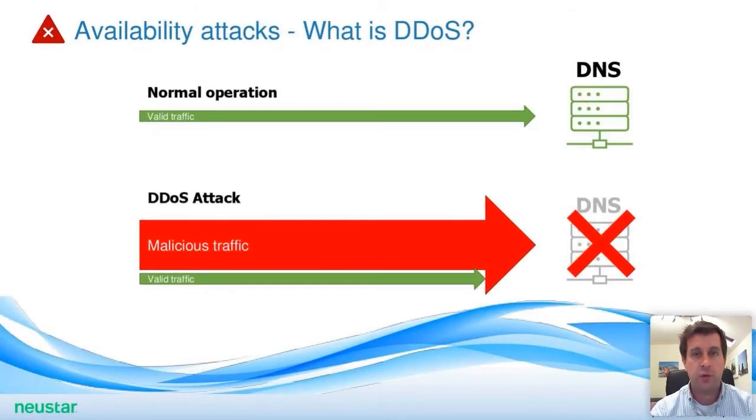An availability attack, the typical one you might have heard of, is a DDoS. DDoS stands for Distributed Denial of Service, and it's exactly what it sounds like. The objective of a DDoS attack is to deny the service of the DNS system. So they're trying to take your DNS system offline. Under normal operation, the DNS server will be getting lots of requests in, all valid traffic, and be responding happily to all of those requests, and your users will be finding your website and connecting to it. Under a DDoS scenario, a malicious user tries to flood the domain name system with millions of queries with the objective of taking out that DNS server.